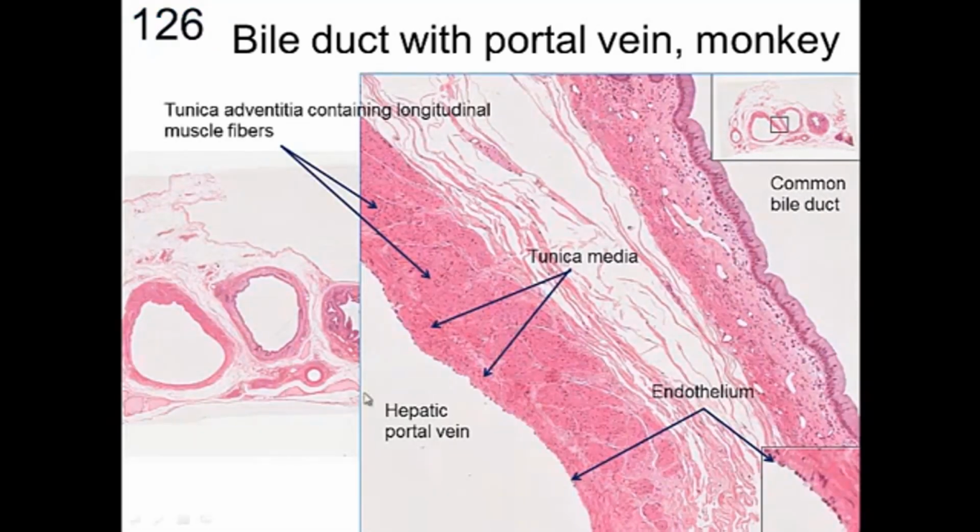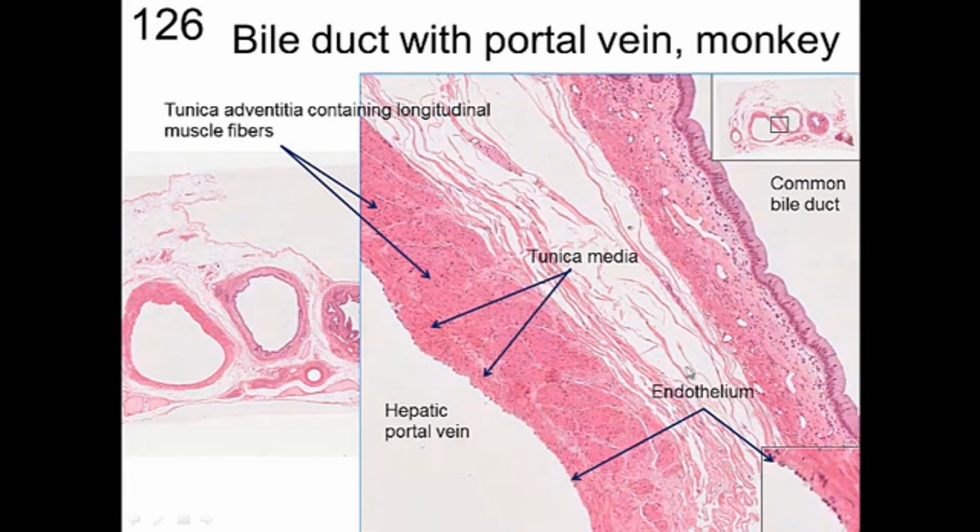And so we can see that again, the tunica media, and then the tunica adventitia. This is the adventitia because they've got smooth muscle that's longitudinally oriented. And here we can see endothelium here, and there's a higher magnification of that showing you endothelial cells there.